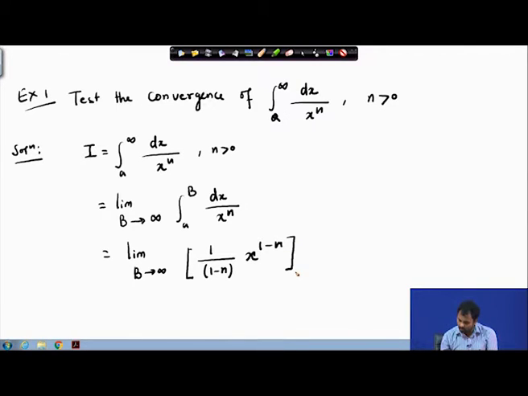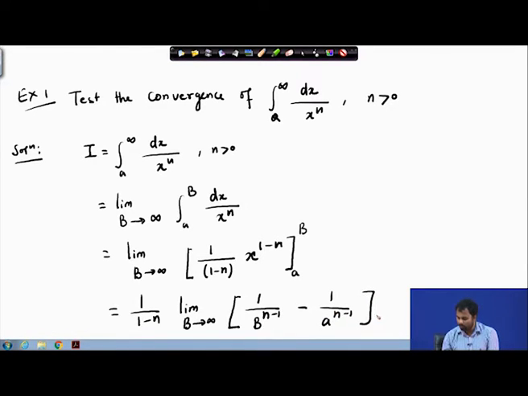The range would run from a to b, and now if I substitute, I will take 1 minus n outside, and substituting the values, this reduces to the limit as b goes to infinity of 1 by b to the power n minus 1, minus 1 by a to the power n minus 1, where n is any positive number.